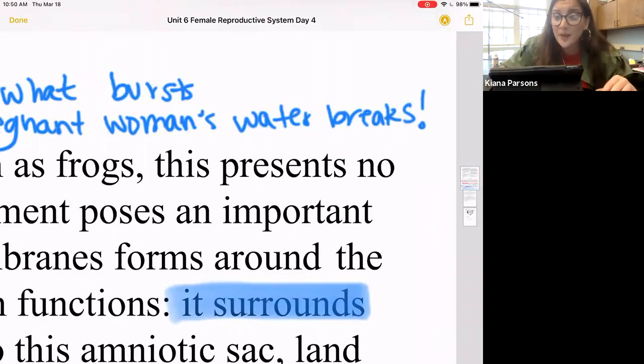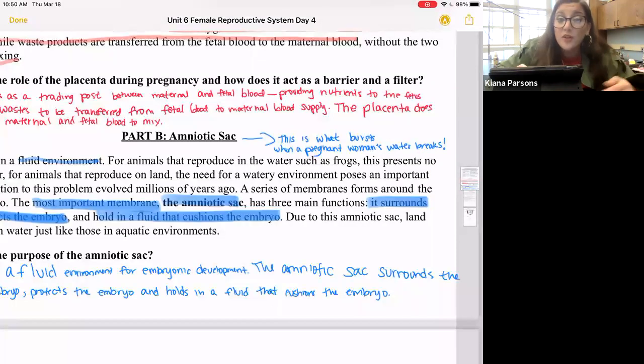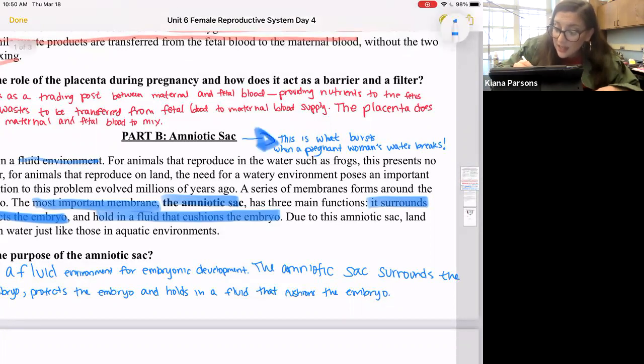And this is really important. If that sac bursts before the mother is ready to give birth, before the baby is done cooking, that is going to be very dangerous. And if there is a leak of amniotic fluid, the mother may need to be on bed rest, meaning that she can't get out of bed until she's ready to give birth, because the cushion that protects the growing baby is compromised.